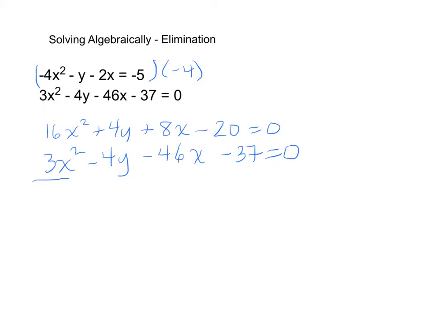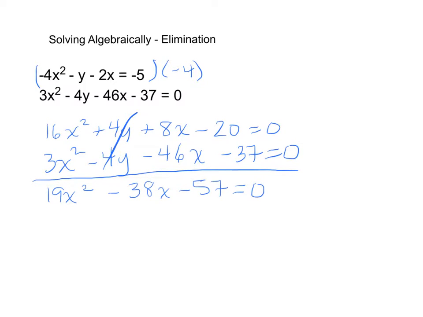So now I get, when I add those together, 19x squared. The y's are gone, minus, how many x's is that? 38? And minus 57? Now I have a quadratic, and we know how to solve a quadratic, factoring or quadratic formula, since we're solving algebraically. But does that have a common factor that I can remove?